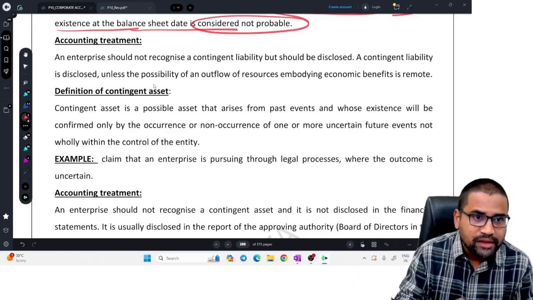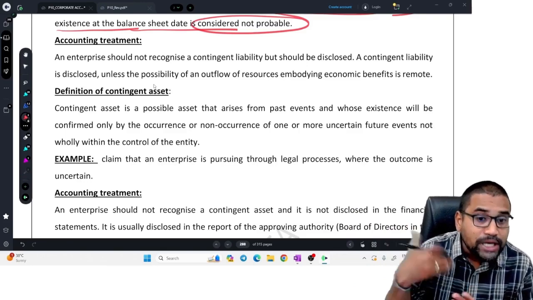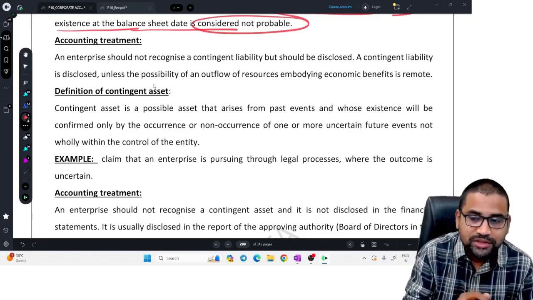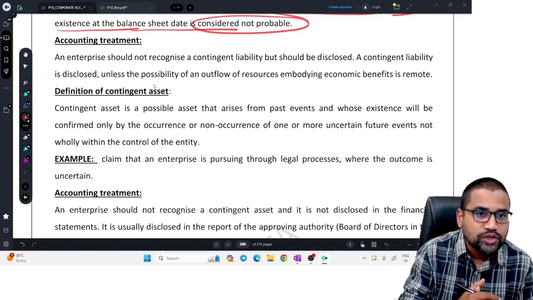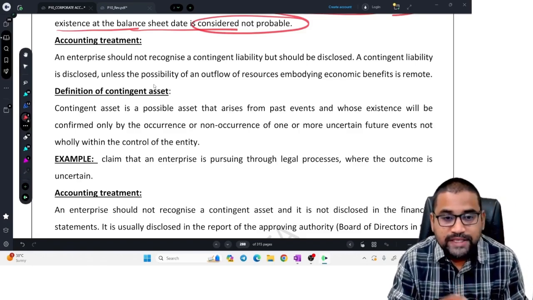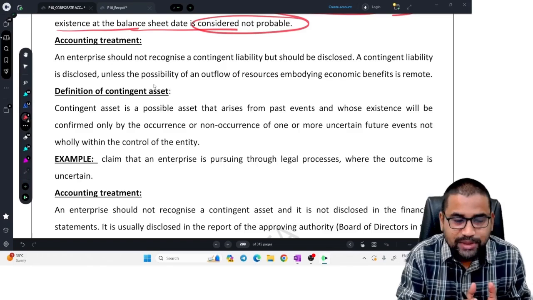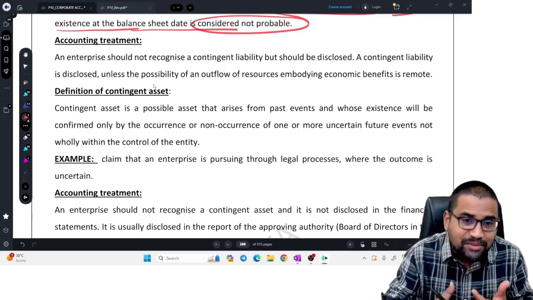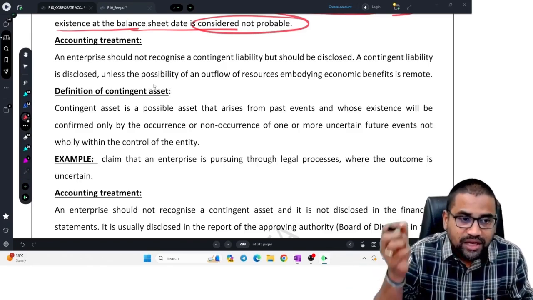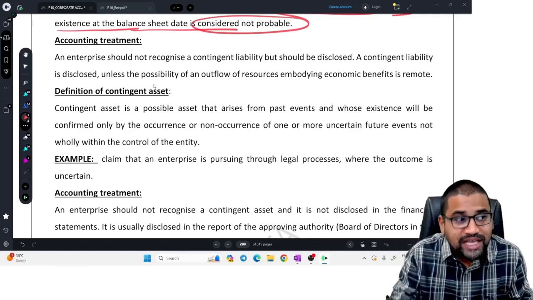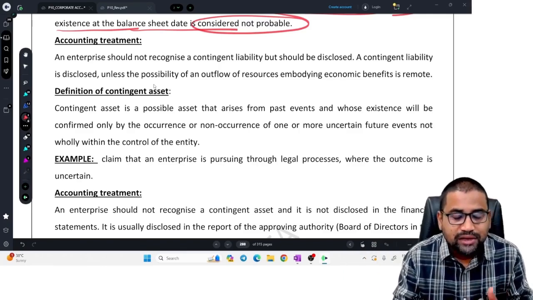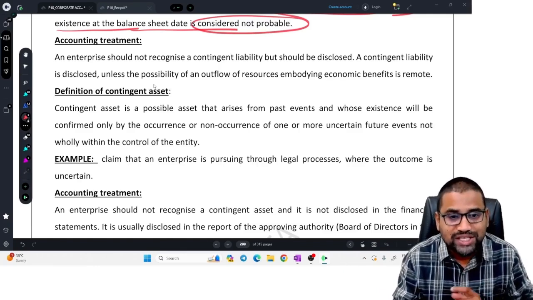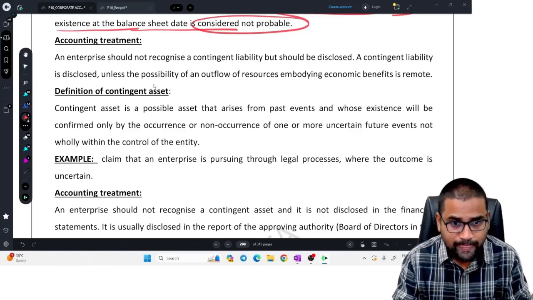But if the probability of outflow of resources to settle this contingent liability is not remote, then it may be disclosed in the notes to accounts. Important, sir. As of now this is a contingent liability. But if you have a gut feeling that it will definitely become a present obligation and we need to pay the amount to settle it, then you write the details relating to the contingent liability in the notes to accounts. Otherwise there is no need to disclose it in the notes to accounts either.